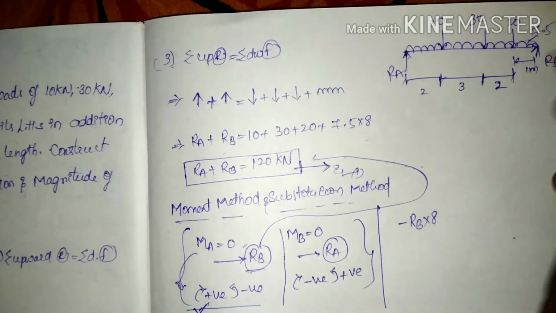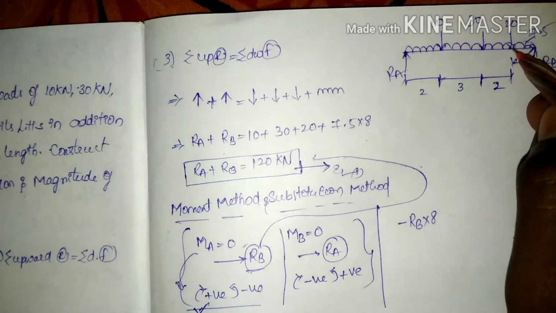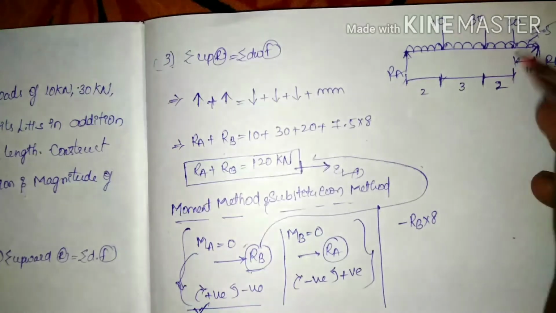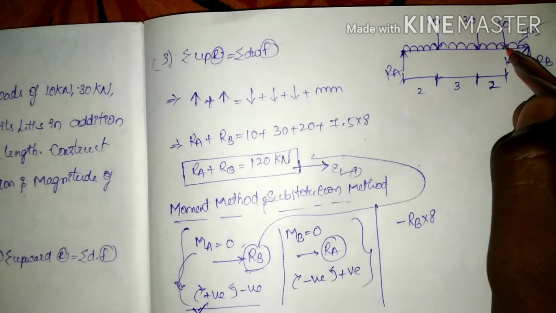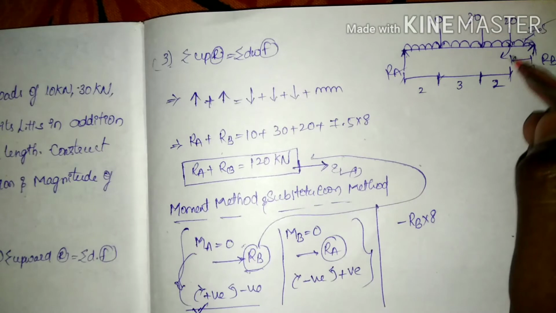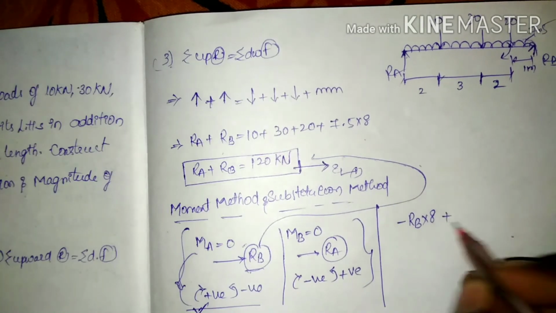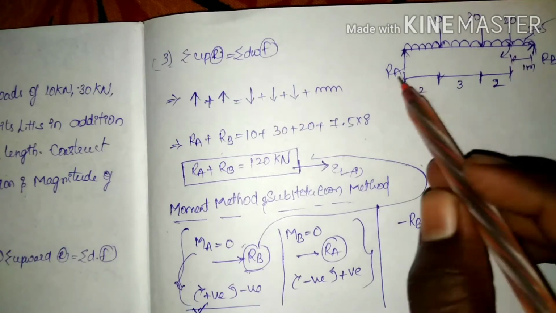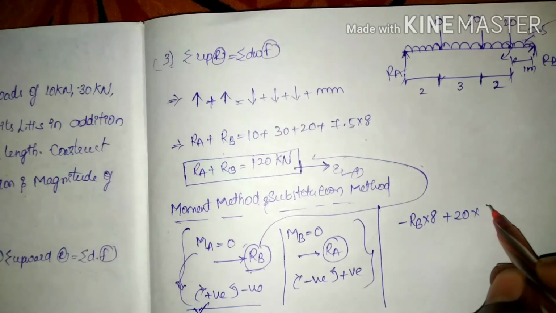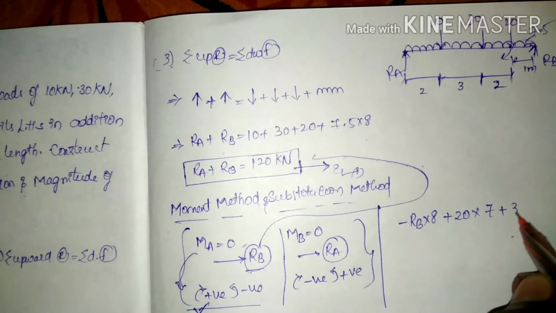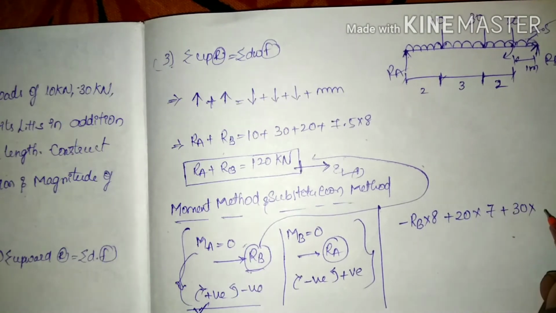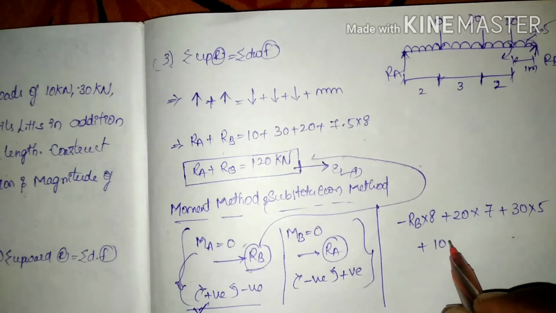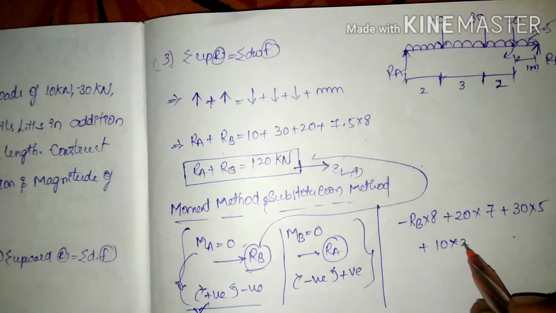Next, after RB, we have a point load. We also have a UDL, but take the point load first and then the UDL. This point load is taking moment towards A in a clockwise direction, so positive: 20 into the distance from this 20 kilonewton load to RA, which is 7. Next we have a point load of 30, at a distance of 5, and we have a 10 into the distance of 2 meters.